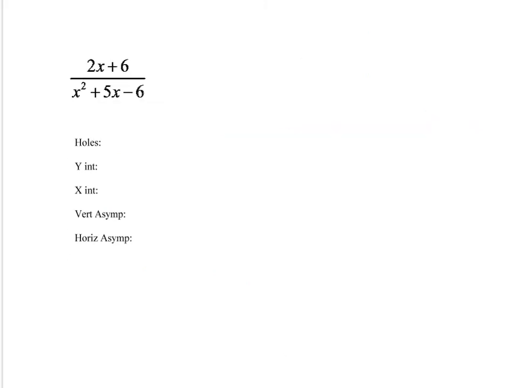Let's try another one. We have 2x plus 6 over x squared plus 5x minus 6. First thing I'm going to do is factor the top. Well, that's 2 times x plus 3. I'm going to factor the bottom, and that is x plus 6, x minus 1. Notice I have no common factors, so therefore I have no holes.